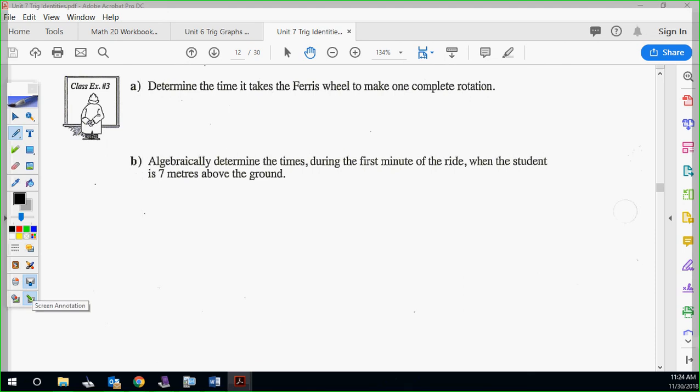So essentially we're trying to figure out the period, right? And so the period is 2 pi divided by pi over 12, which we flip and multiply. That's giving me the time for the Ferris wheel to go completely around, which is 24.